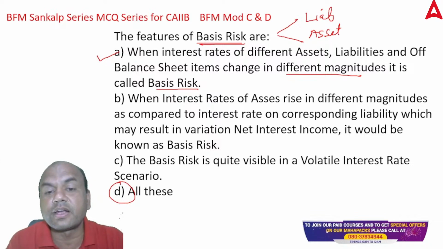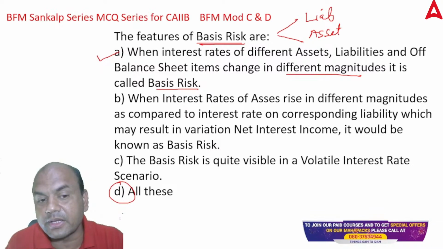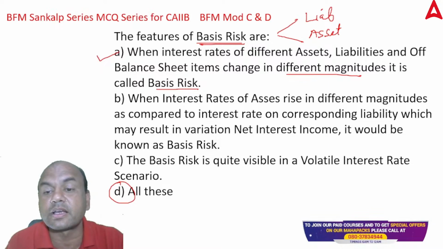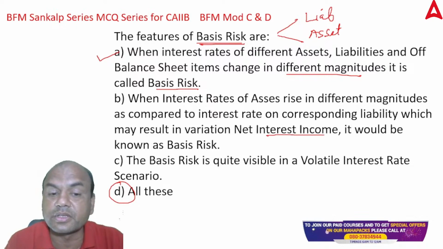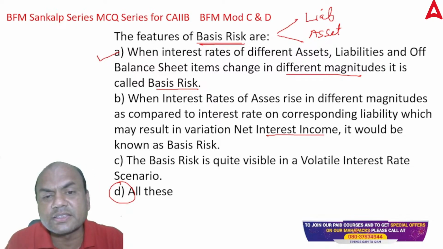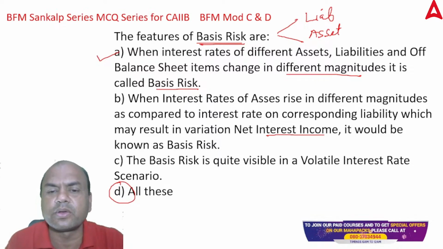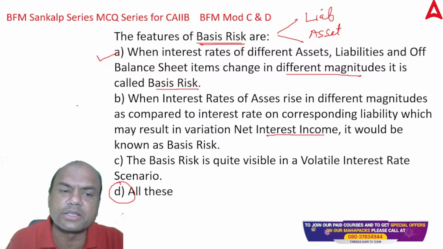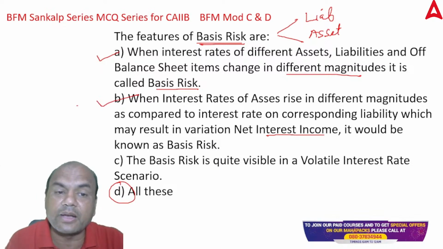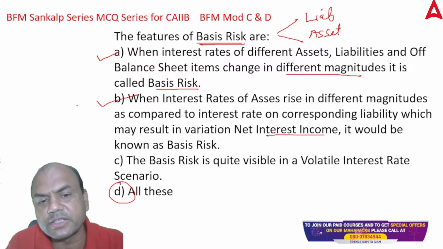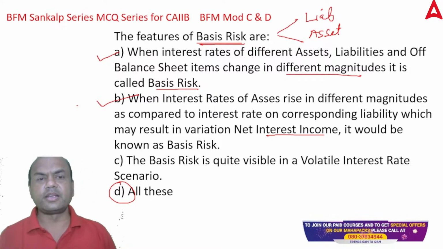When the interest rate of assets rises in different magnitudes as compared to the interest rate in the corresponding liability, which may result in variation in net interest income, it would be known as basis risk. So again the same, wording is different only, logic is same. Assets interest rate rises in different magnitude than that of the liability. That's it. So B is also true. So once you get A and B true, immediately you jump to D. Okay, because obviously C will be true, isn't it?